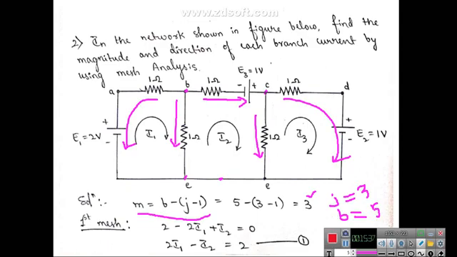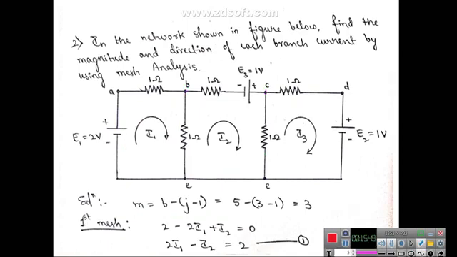Corresponding to mesh number 1, what is the equation? Once you identify the number of mesh equations, you can consider the first mesh. You can write the KVL equation for this mesh. While writing the mesh equation, you can start from this node and end on the same node. While traveling this mesh or loop, you are going from the negative terminal of the battery to the positive terminal, so there is a rise in potential.